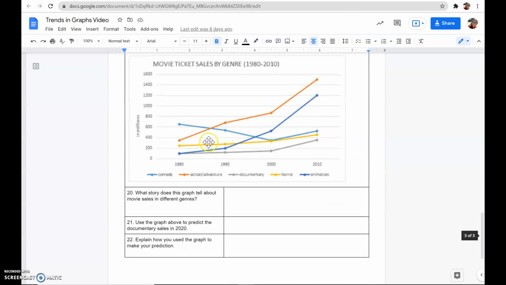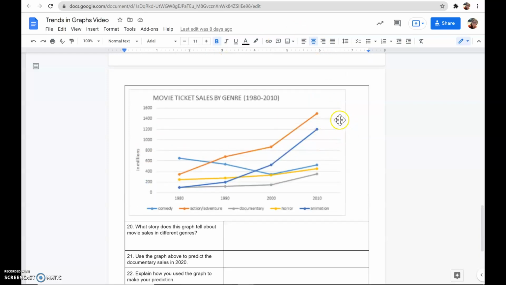All right, last thing that you need to be able to do is you need to be able to predict using a graph what comes next. So when we predict, we just continue the lines that we see and say, where would it be if we continued the trend? So let's look at animation.